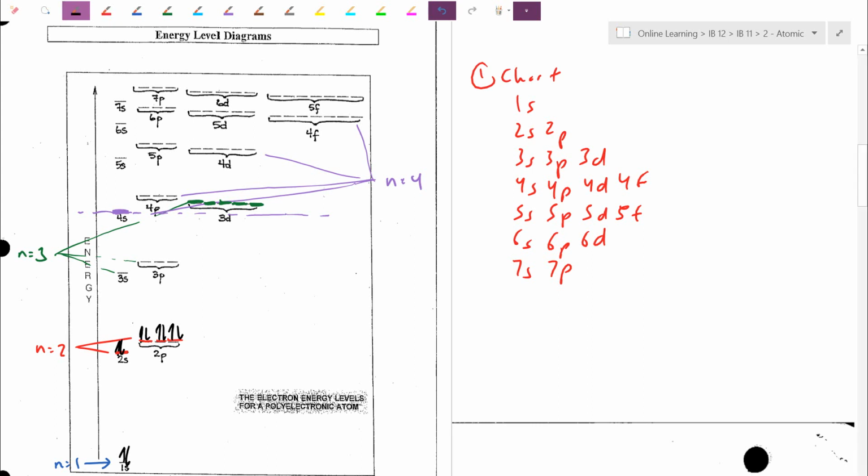If I start from sort of the top right corner, first shell here is going to be 1s. Next shell here is going to be 2s. Then the next shell is going to be 2p and then 3s. Remember earlier we said 3p and then it should be 4s next.